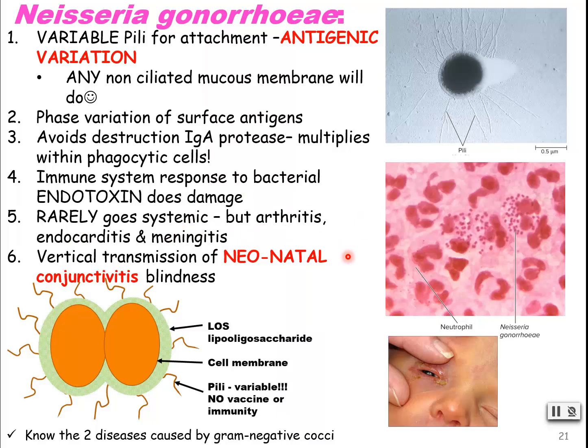Thing is, with STDs, gonorrhea and chlamydia, if a pregnant mother has the disease, when the baby is born and exits out the vagina, then you get that vertical transmission. What it's going to cause is neonatal conjunctivitis. This can also lead to blindness.